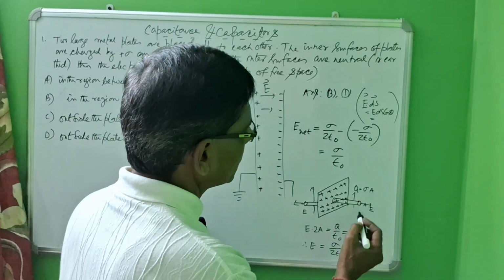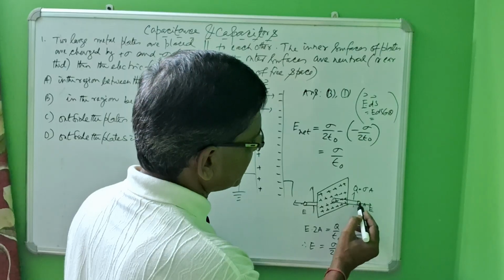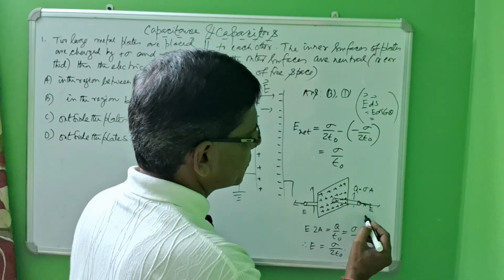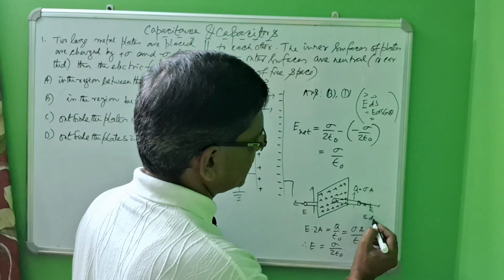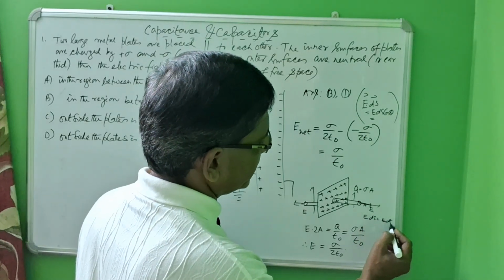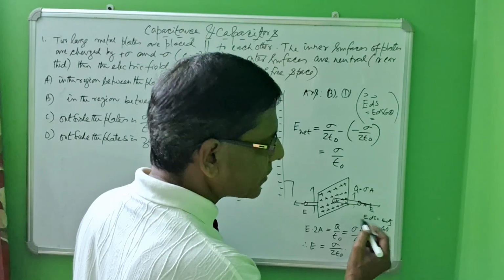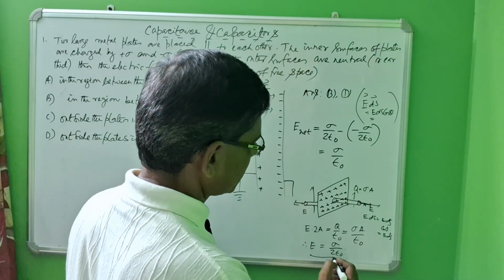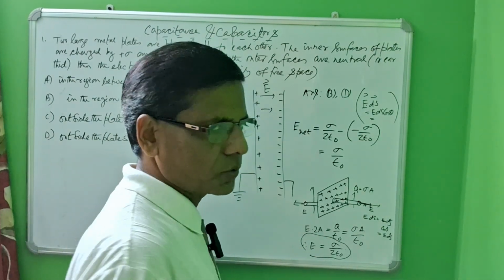And here E is in this direction and the surface vector is also in this direction. So E ds equals E ds cos 0, which implies E ds. So this result comes to us.